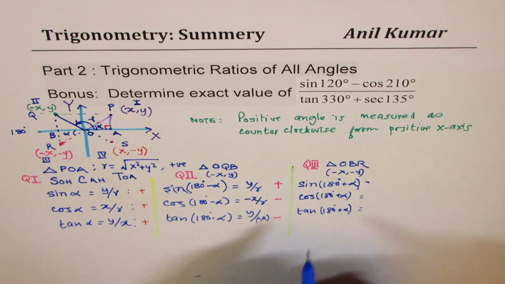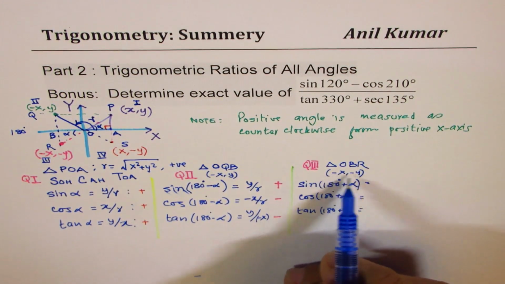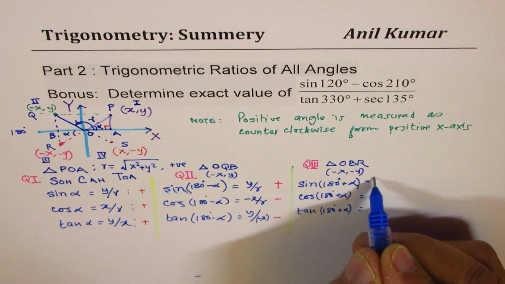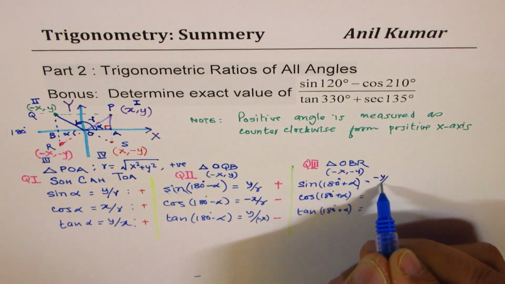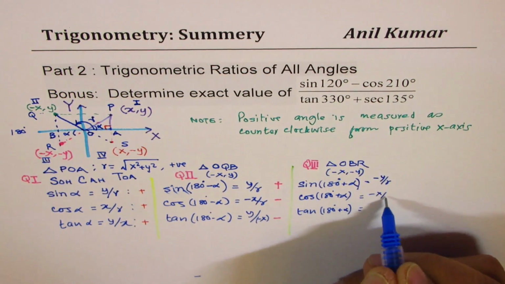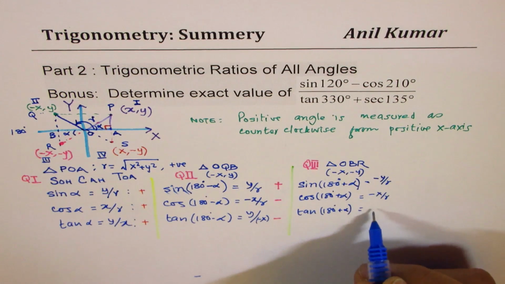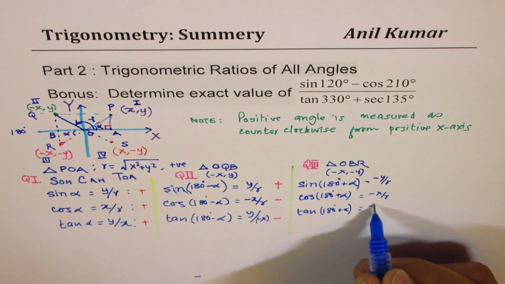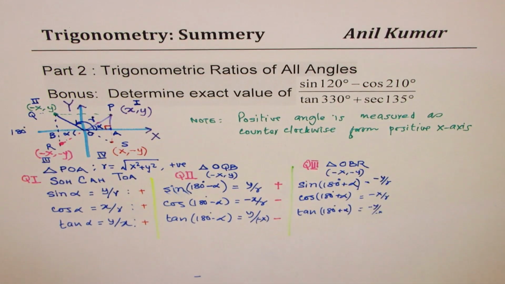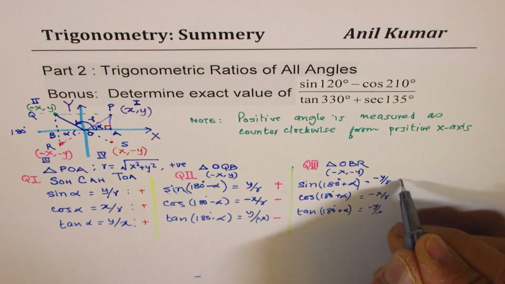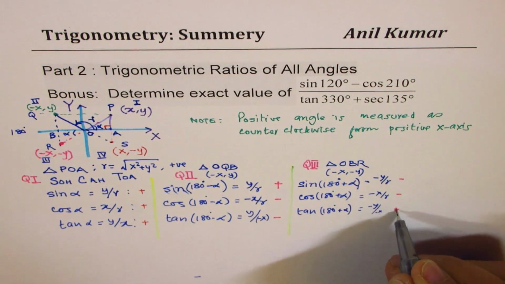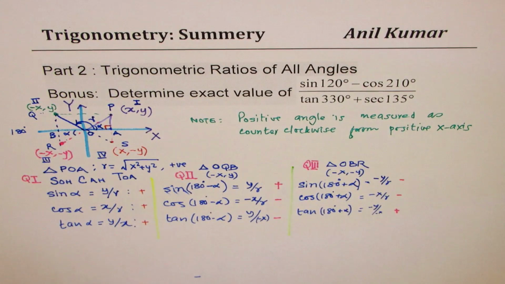And when you measure these, using both negative values, we find that sine is negative, cos is negative, however, tan remains positive because two negative quantities make it positive, right? They cancel. So these two are negative, but that becomes positive, correct?